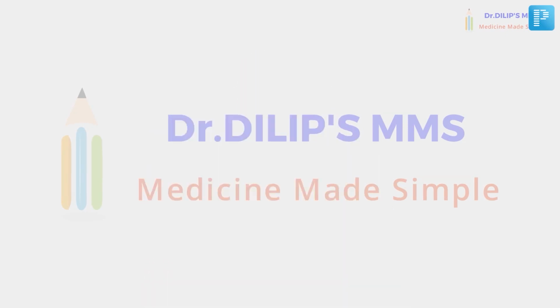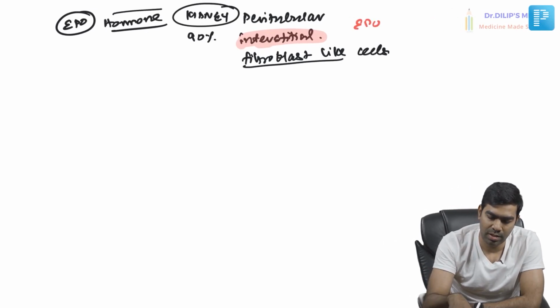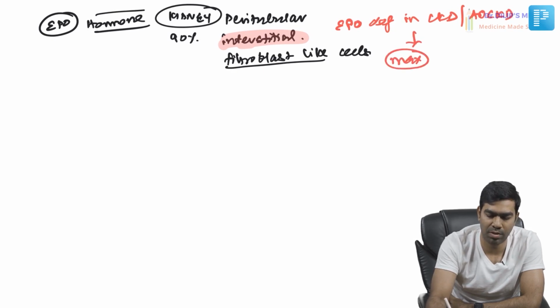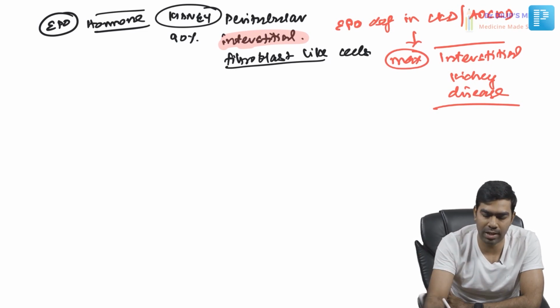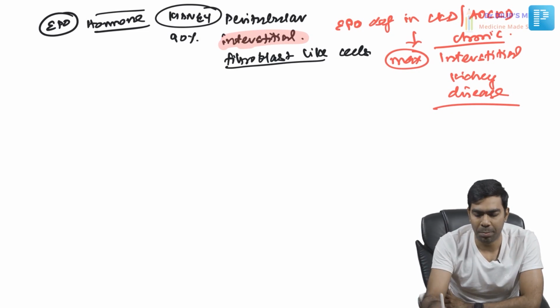But if you ask me where the erythropoietin deficiency will be maximum, erythropoietin deficiency in kidney disease, in CKD, as well as anemia in CKD, anemia of chronic kidney disease, you will see it in interstitial kidney disease. Erythropoietin deficiency typically happens in CKD compared to AKI. In chronic interstitial kidney disease, you are going to get a maximum erythropoietin deficiency and hence you are going to get a maximum anemia.